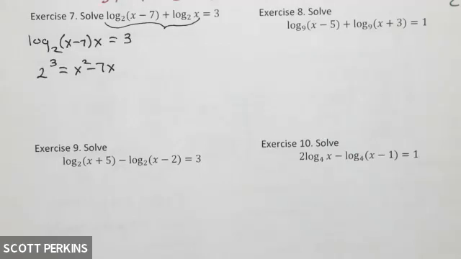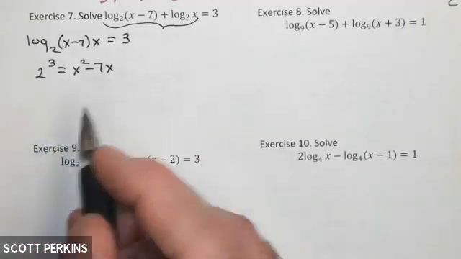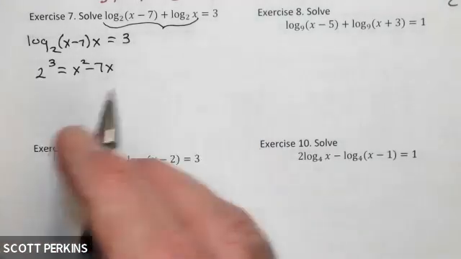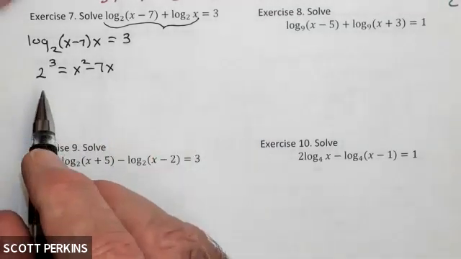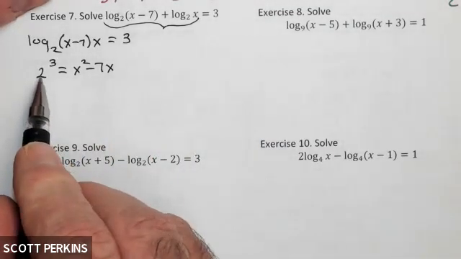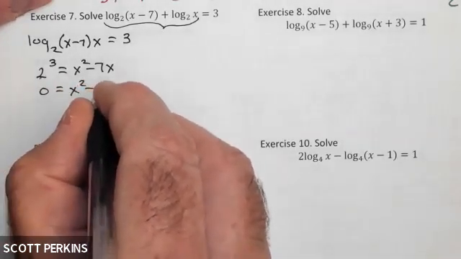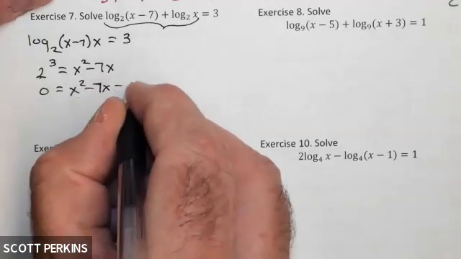Does anyone have a question about how I got from the beginning of the problem to there? All right, well, then I'm going to go ahead and finish. It's a quadratic again. It's going to factor. In fact, I make most of these factor unless I make some sort of mistake with the numbers. So 2 to the third is 8. So I'm going to subtract that 8 and get x squared minus 7x minus 8.